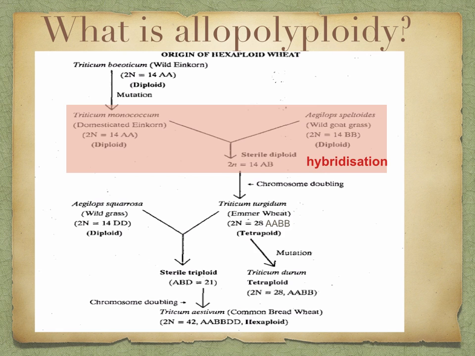So it's sterile because the chromosomes don't match up to form homologous pairs. And it's kind of like if you cross a donkey with a horse, you get an infertile mule. This means that meiosis can't occur because there aren't any homologous pairs. So the way that this sterile diploid could spread is by asexual reproduction.